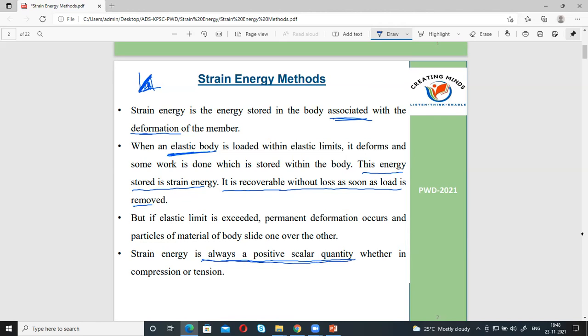whether in compression or tension. So you can be asked this. Strain energy is which type of quantity? Vector, tensor, negative scalar, positive scalar. Positive scalar. So it's very, very important. It's always a positive scalar quantity, irrespective of force.